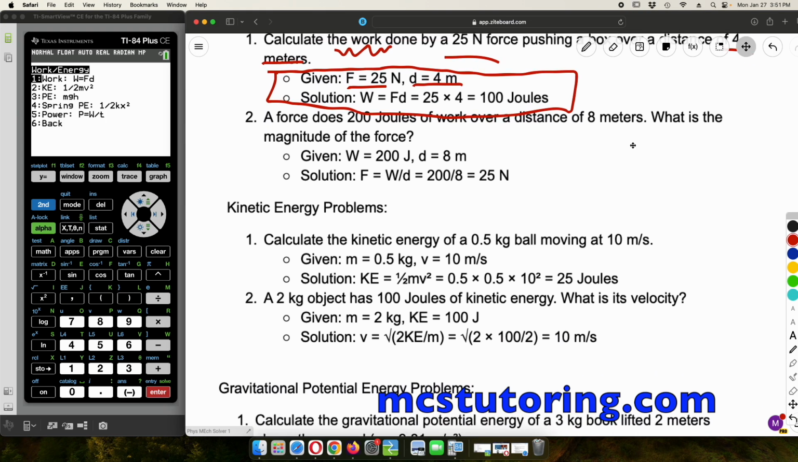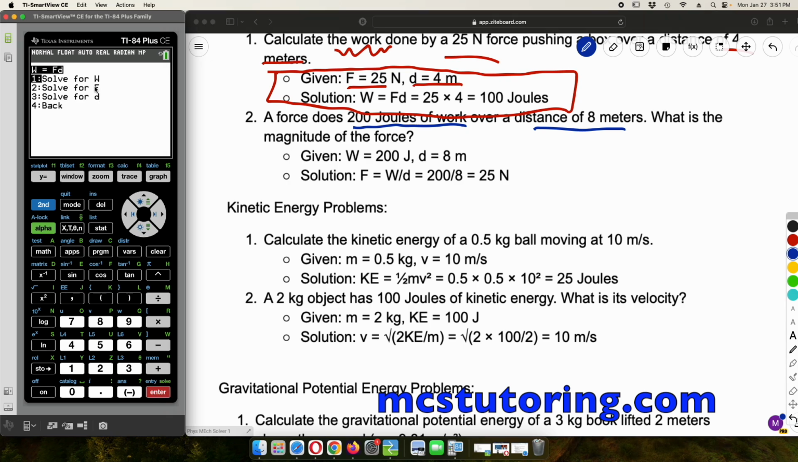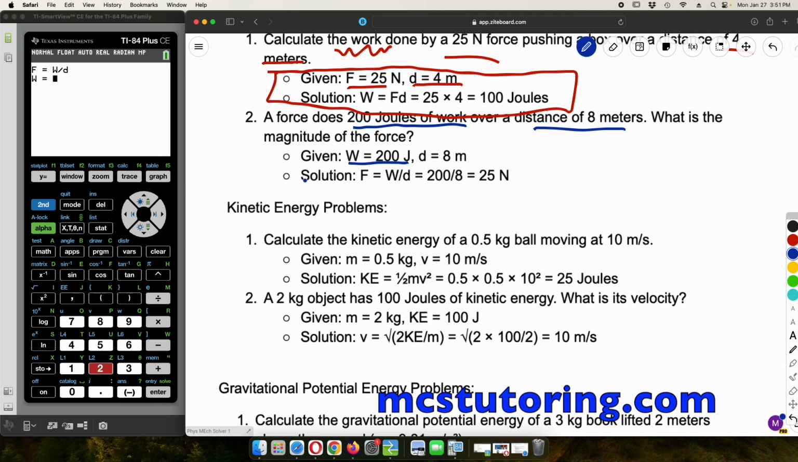Okay, and then we're going to do another work problem. In this case, a force does 200 joules of work over a distance of 8 meters. What's the magnitude of the force? So again we go to that work equation, and we want to find the force, so we're going to solve for F. And then, what is the work? It's 200, because the work is 200 joules. And then the distance, that's 8 meters, so I'll type in 8. And the force is 25.